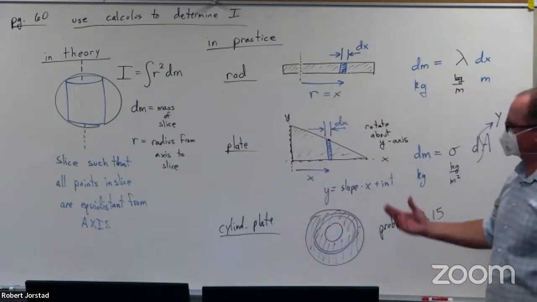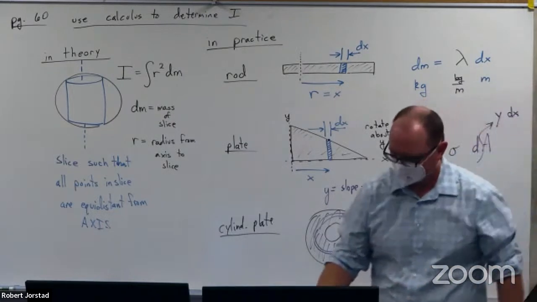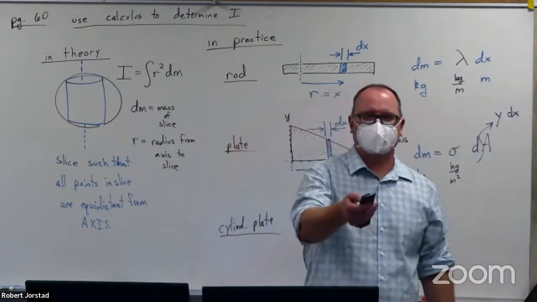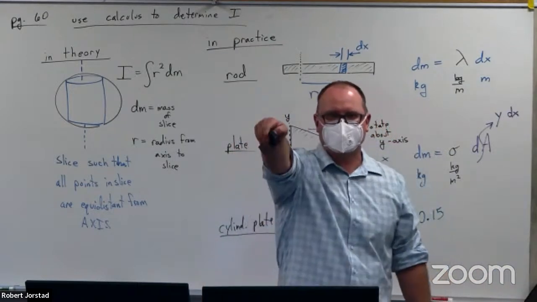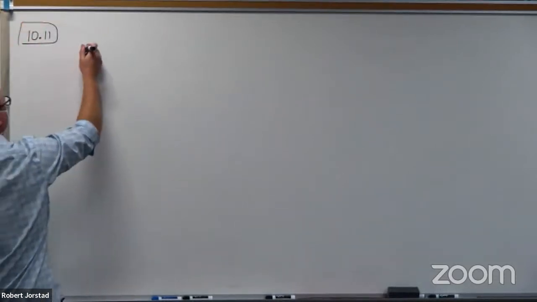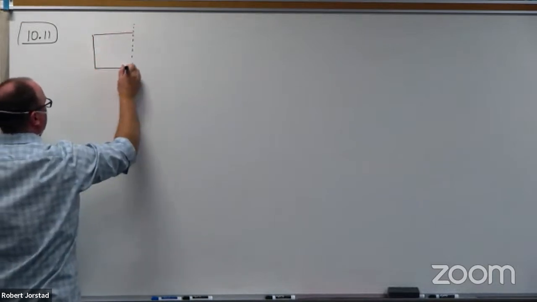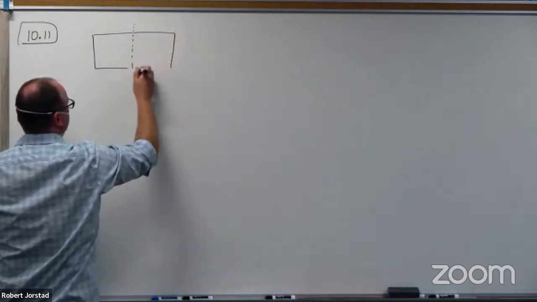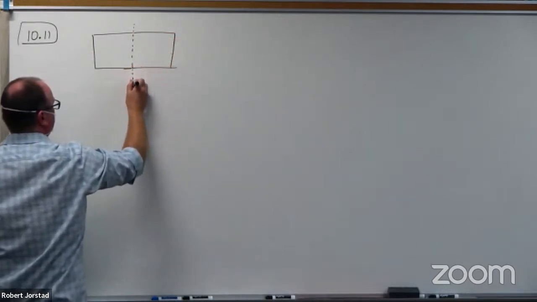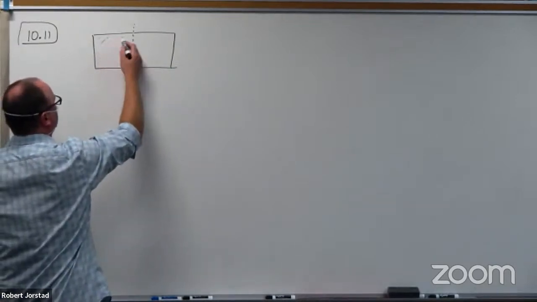Okay, should we try using this information to see if we can actually do something rather than just have a bunch of stuff on the board? Let's try and do something. So I'm going to do a rectangular plate, 10.11. I want to use this axis. I want to have a rectangular plate. Obviously, we can look up the answer, but I'm trying to show you how these answers are derived in case that helps you understand them.